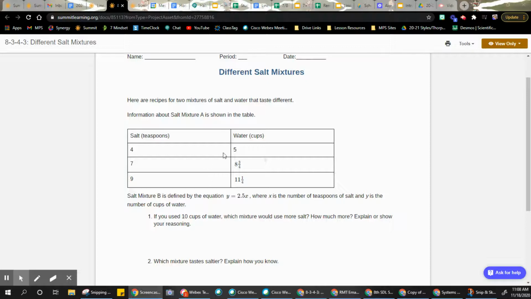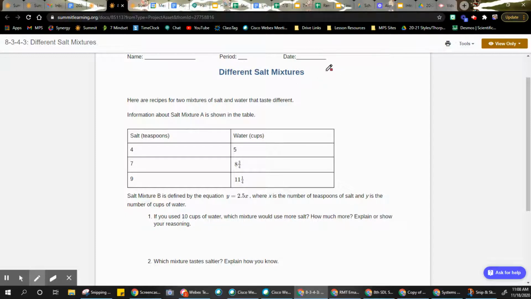All right, now we're going to go over checkpoint 2 or cool down 2 in the linear relationships unit. It's called different salt mixtures. For this checkpoint, we're going to be comparing two different recipes for salt mixtures. We're going to have to create their equations, and then we're going to have to compare them.